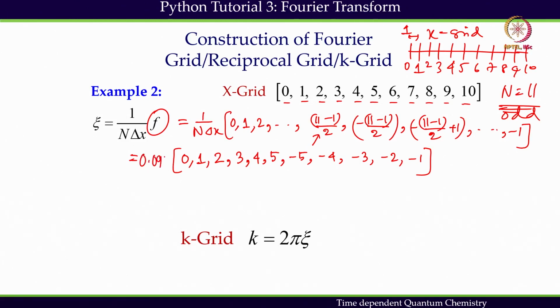approximately 0.091. So, I have to multiply. In the end, for this frequency component xi we get 0, then 0.091, then 0.182, then 0.273, like this, and it will end at minus 0.091. We have the zero, positive and negative frequency components.